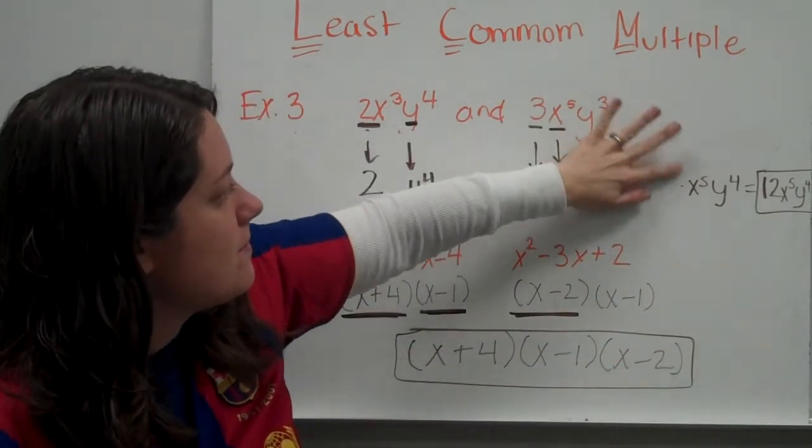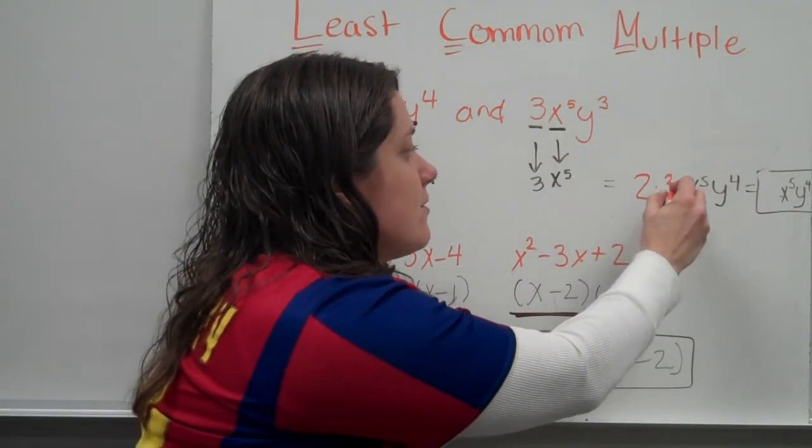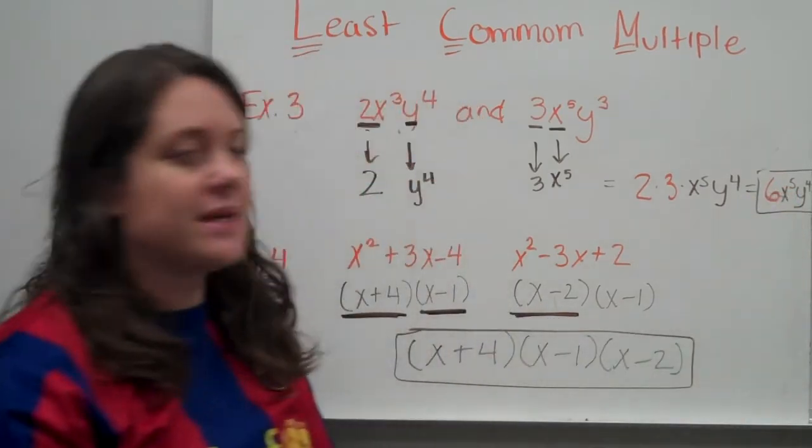So I don't know where that came from. Sorry about that. So I would have 2, and I would have 3, so that makes 6.